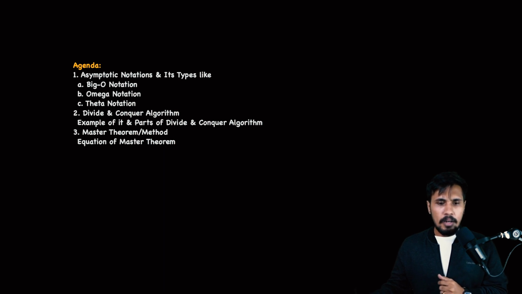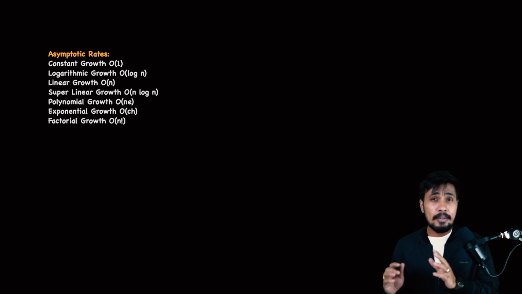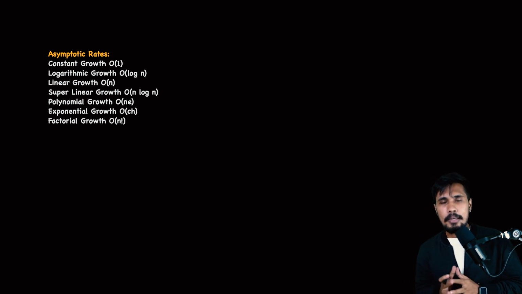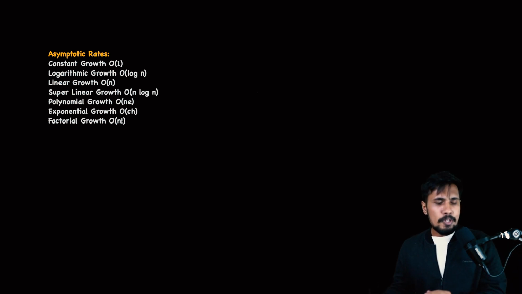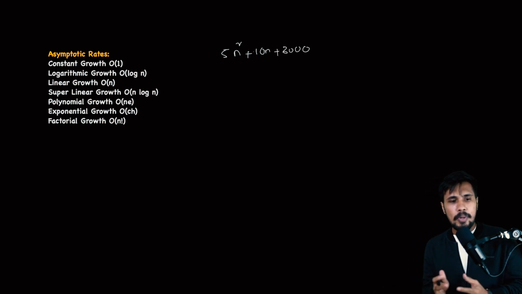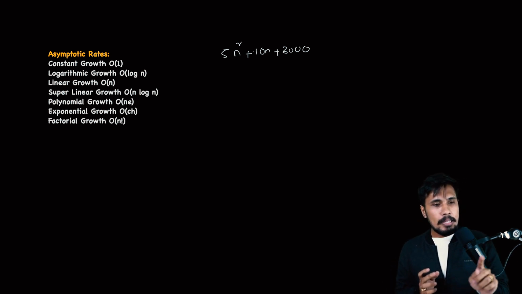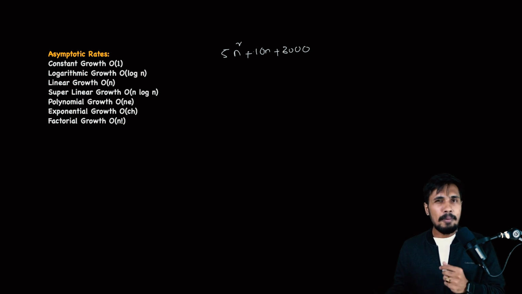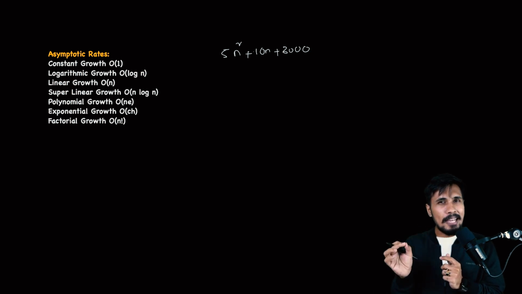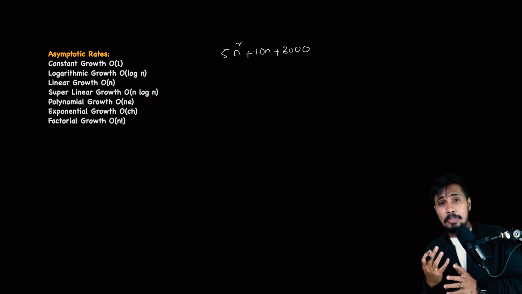Now, before getting into asymptotic notations, what actually is an asymptotic notation? Let me just draw a simple equation. So for example, there is an equation like n square, or this can be 5n square plus 10n plus 3000. Now, in order to calculate this particular equation, the purpose of asymptotic notation is to understand the growth rate. That is very important.